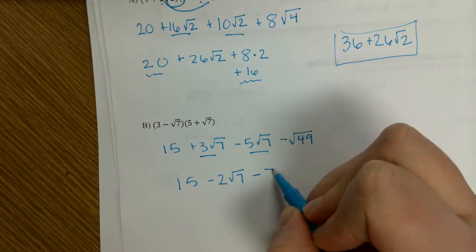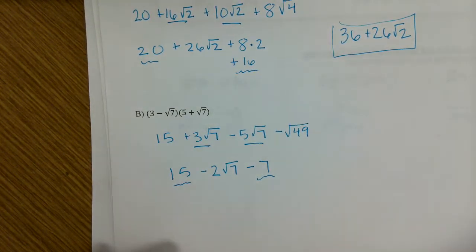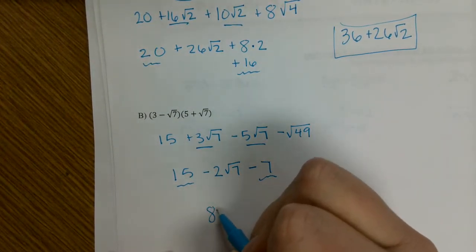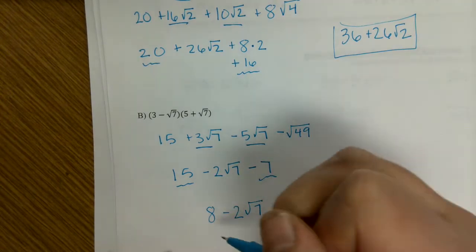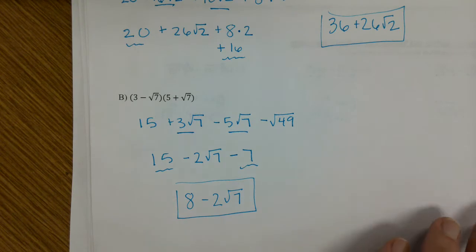The square root of 49 is 7. So now these two can be combined. 15 minus 7 would give me 8, and 2 square root 7. When you're writing this, you should have your whole number first and then your root number.